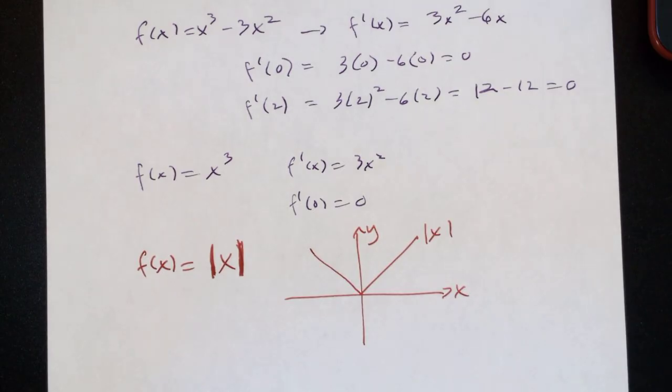It has an extreme at 0, 0. But there's no derivative there. There's no slope of a tangent line. Because if we do the derivative using the definition, we get a limit of 1 from the right and a limit of -1 from the left. The limit doesn't exist.